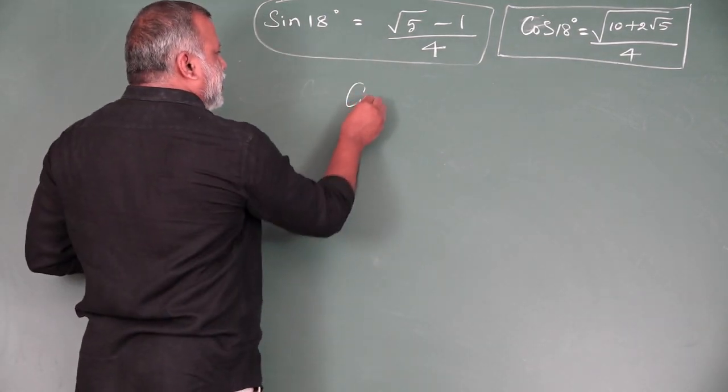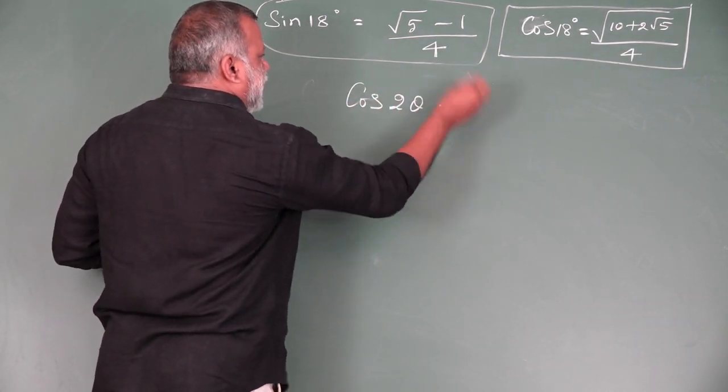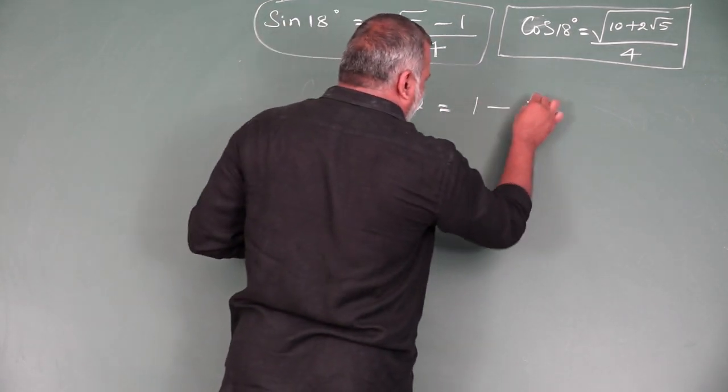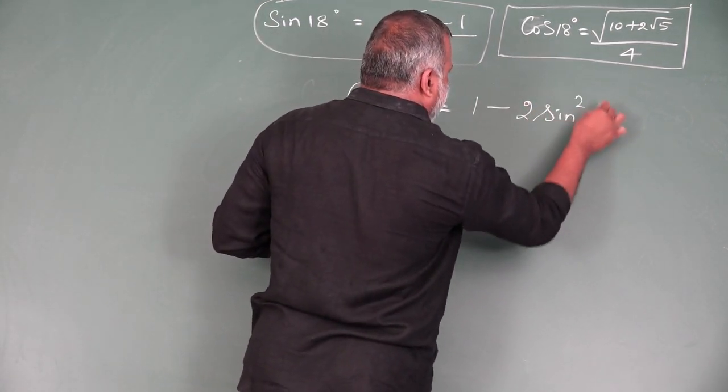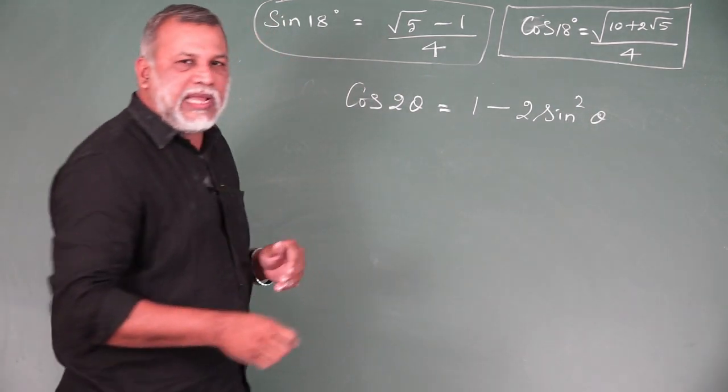We know the basic formula of cos 2 theta. Cos 2 theta equals 1 minus 2 sin squared theta. We know the multiple angle identities.